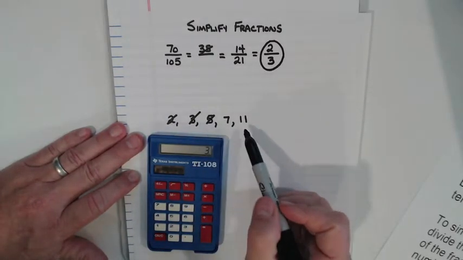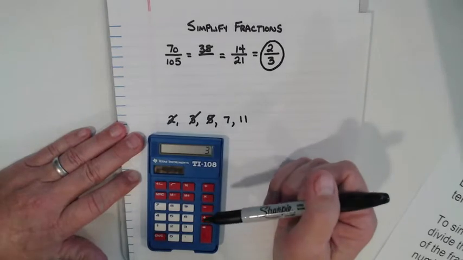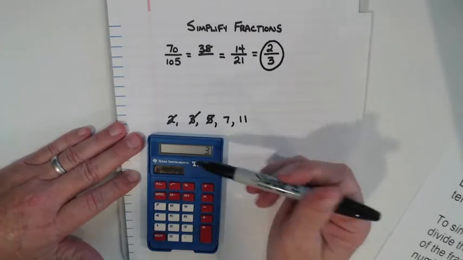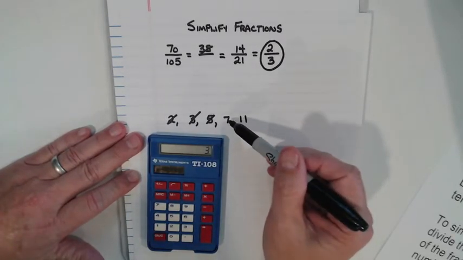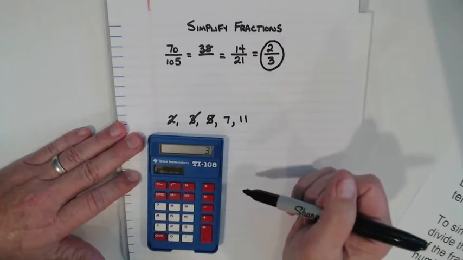So keep using these numbers over and over again until they don't work anymore, and go to your next one until you get a number that's bigger than the one that's in your fraction.